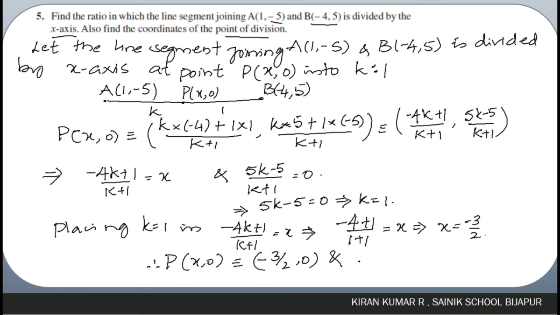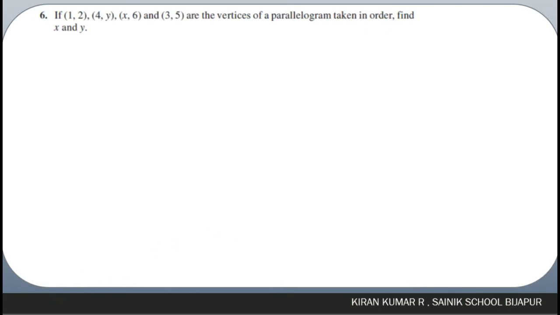and it is dividing AB in the ratio 1:1. So we have found the coordinate of the point as well as the ratio in which it is dividing the line segment AB. Question number 6.